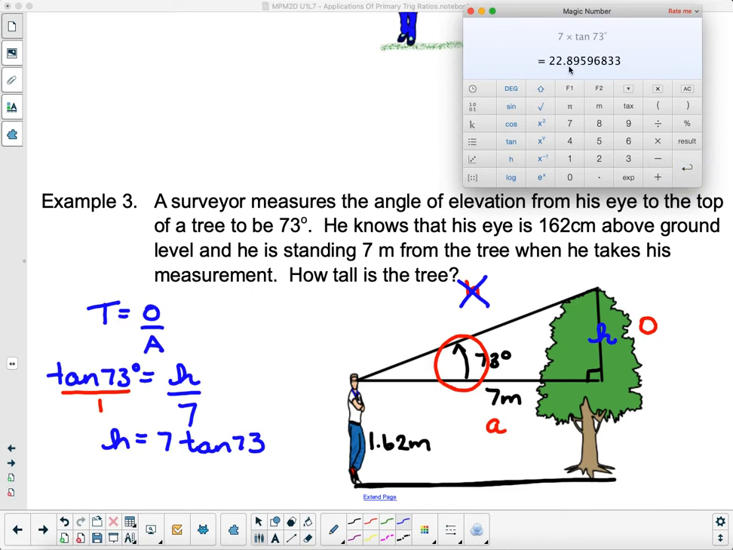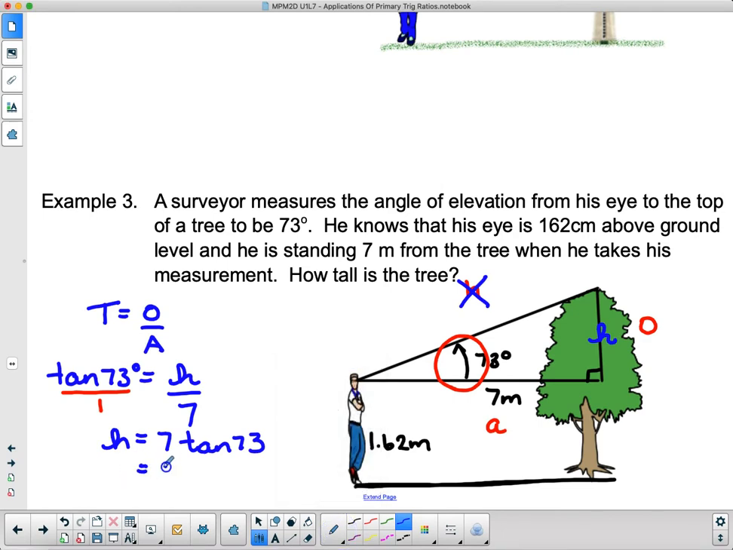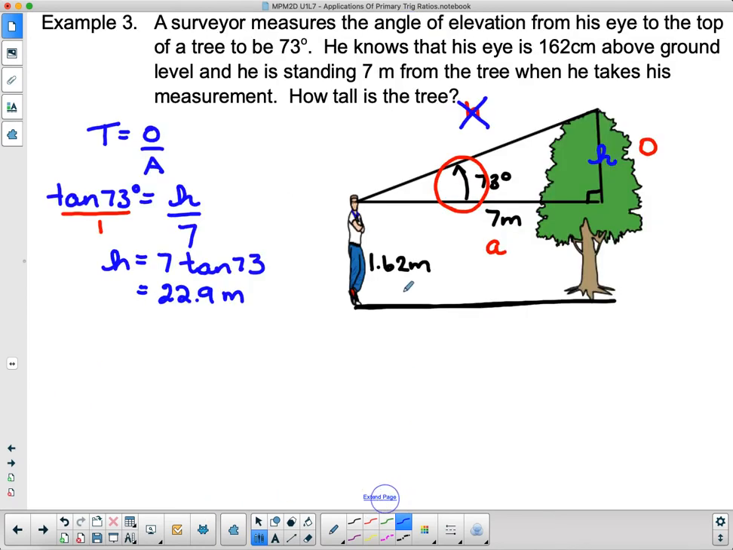22.9 if I round that. And we usually want to round to 1 decimal place. So 22.9 meters. Now, the chances of that 0.9 being completely accurate are pretty slim, depending on exactly what the surveyor is measuring with. So measurements are never completely accurate, so all we're ever doing is getting an estimate.